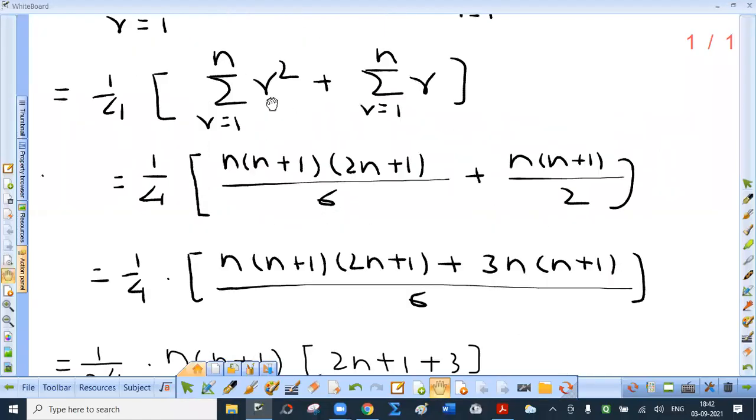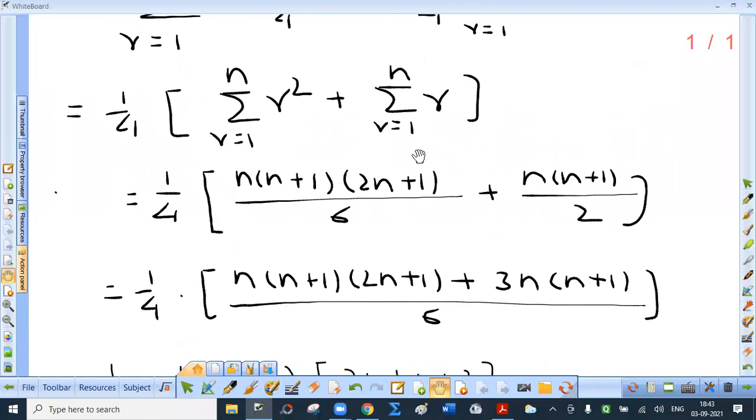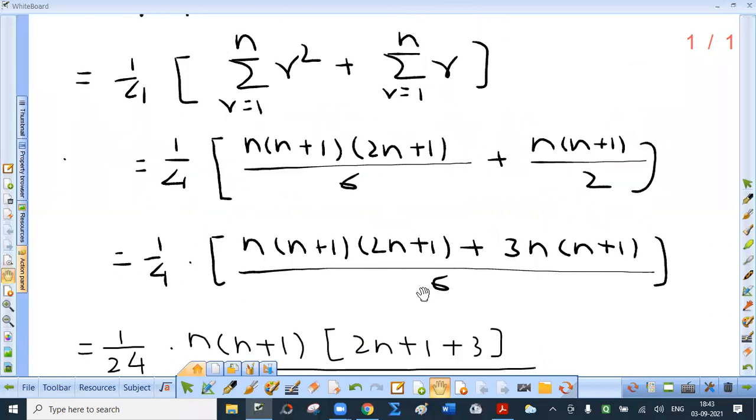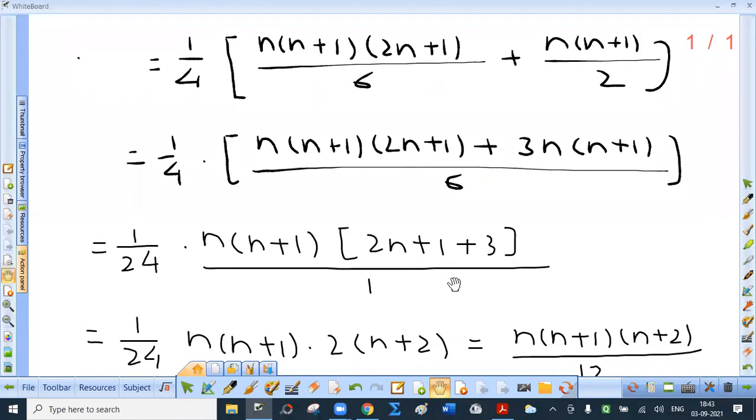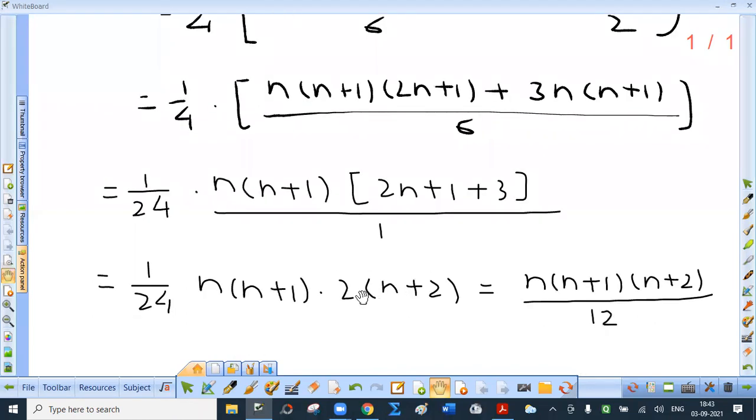So what is sigma r square? It is n into n plus 1 into 2n plus 1 upon 6. What is sigma r? n into n plus 1 by 2. LCM is 6. Okay. So it is 1 by 24. What can be taken common? n into n plus 1. So we get 2n plus 1 plus 3, that is 2n plus 4. I haven't written that step. From 2n plus 4, take 2 common to get n plus 2. Now 2 upon 24 is 1 by 12. So the final answer is n into n plus 1 into n plus 2 upon 12.